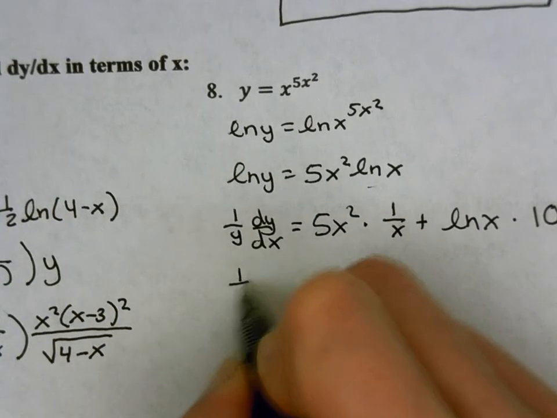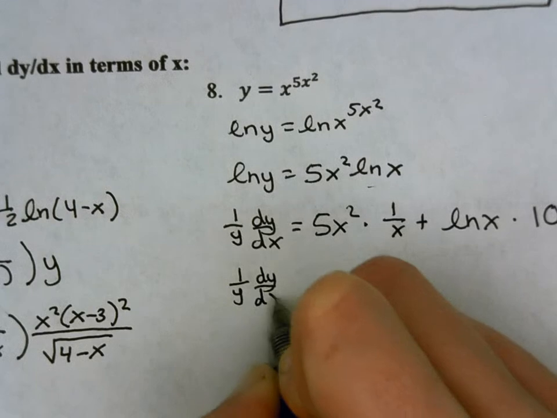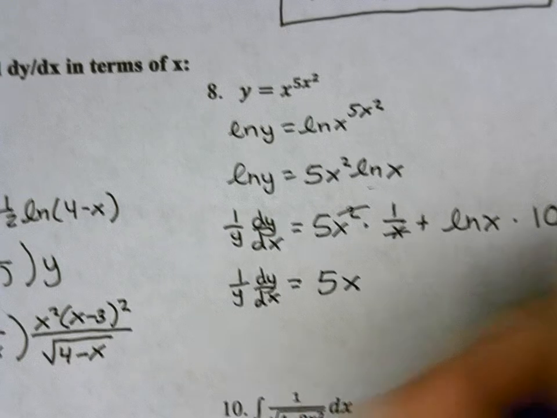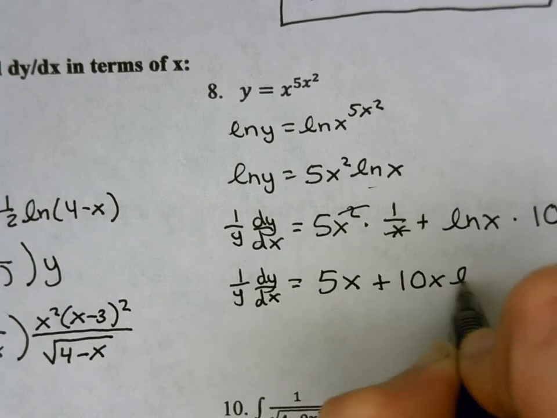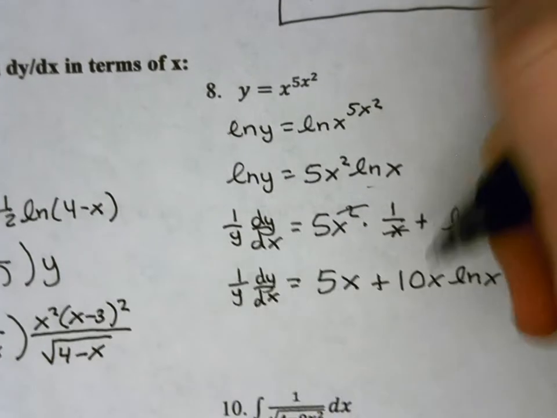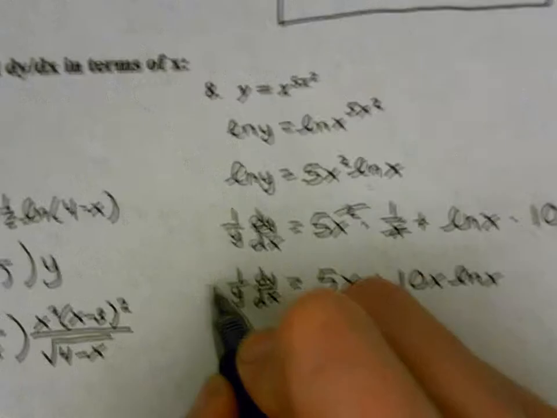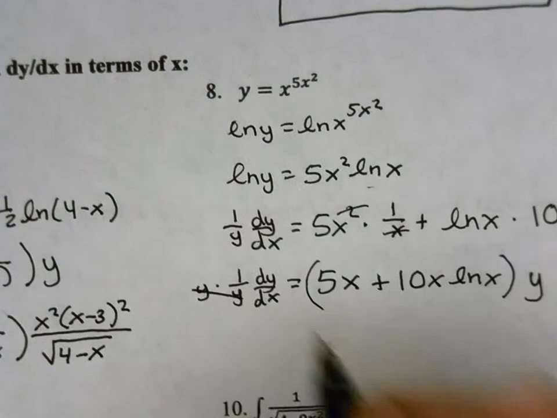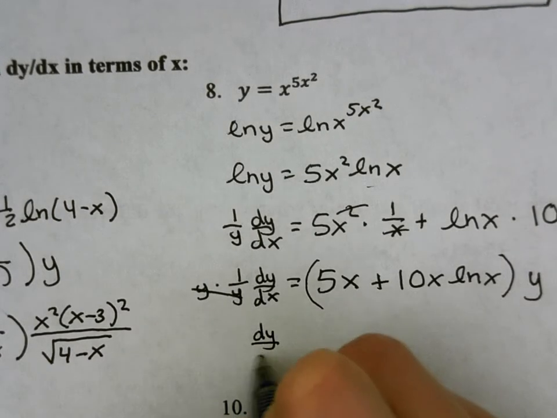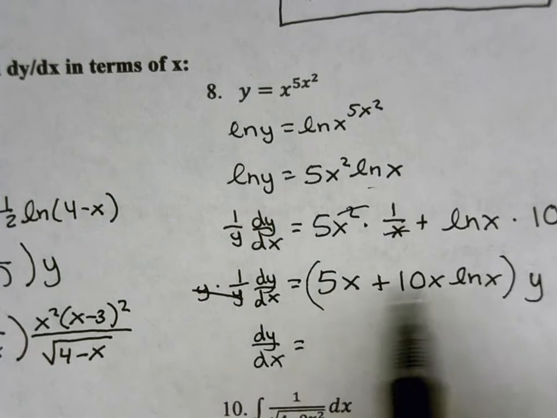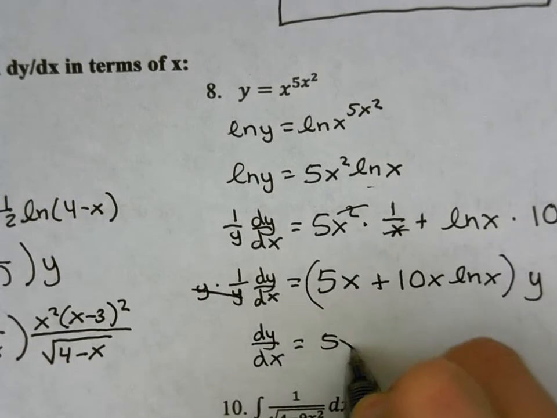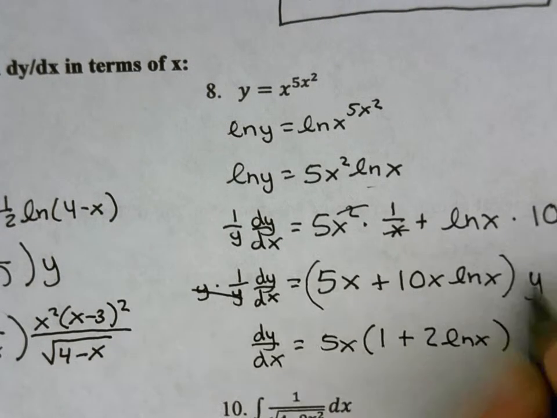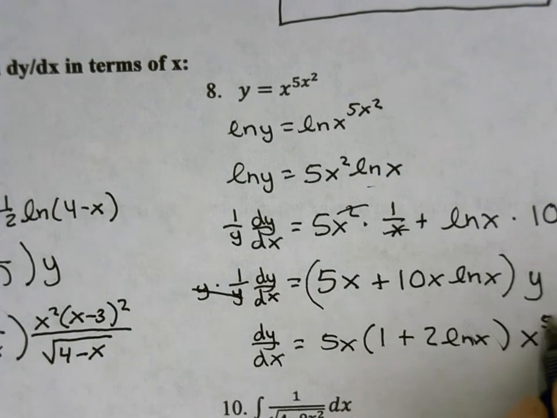I'm going to go ahead and rewrite that, simplify it up a little bit, because here the x squared and the x are going to cancel, so we're left with just 5x. And I'm going to bring that 10x to the front to make sure there's no confusion. That 10x is not part of our natural log, so we're going to stick it in front of our natural log. So then our last step is to go ahead and times both sides by y. So we have dy dx equals, I'm going to factor out a 5x here, so we have 5x times 1 plus 2 natural log of x times my y was x to the 5x squared.